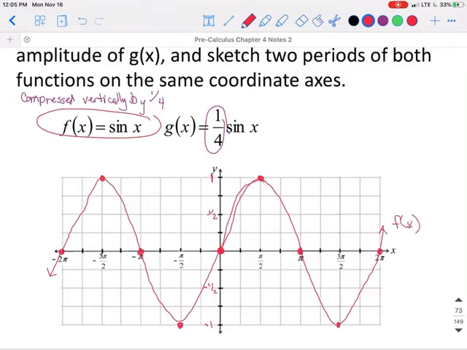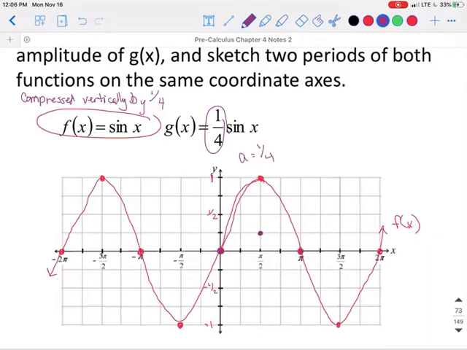Now because g of x has that 1/4 in front of it, we know that its amplitude, or its a, is only 1/4. So instead of going up to 1, it will only go up to 1/4. So we're still going to start at the same point. We're still going to change every pi over 2, but at pi over 2 we go up to our high point. But in this case, instead of going up to 1, we're only going to go up to 1/4.